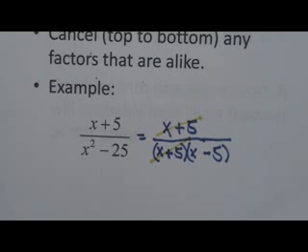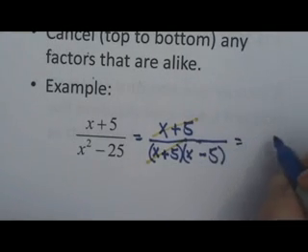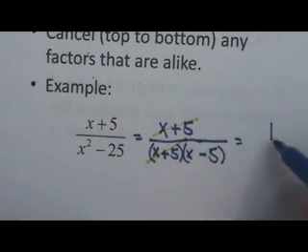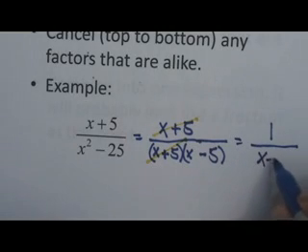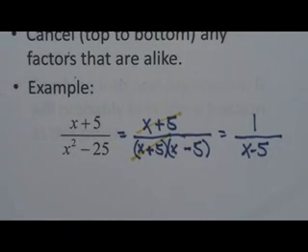Now remember, when you cancel and it looks like you have nothing left on top, you're still left with a 1. So even though the x plus 5 goes away, there's still a 1 there. We cancel the x plus 5 on the bottom, so it goes away, and we're just left with x minus 5. 1 over x minus 5.